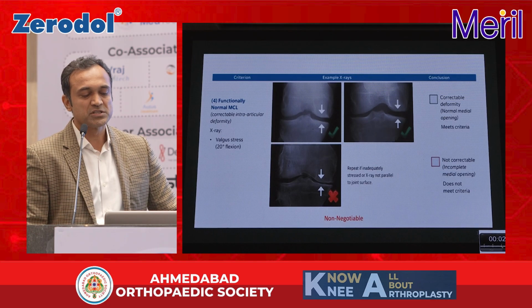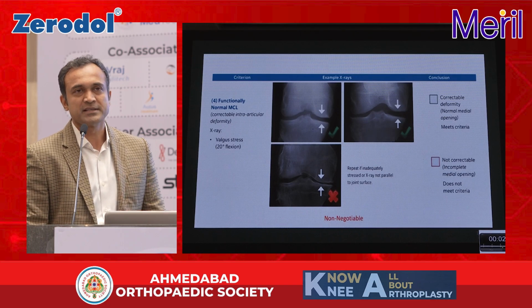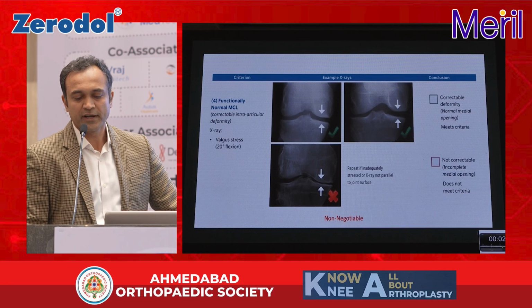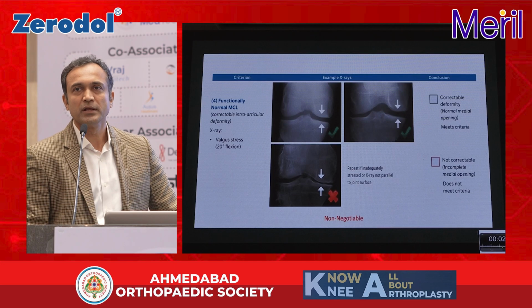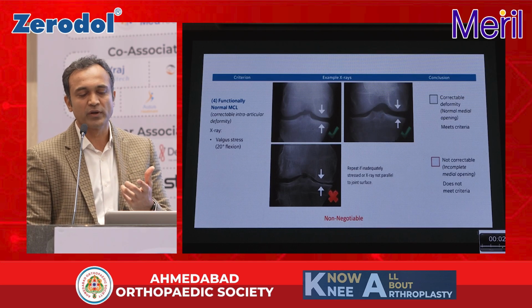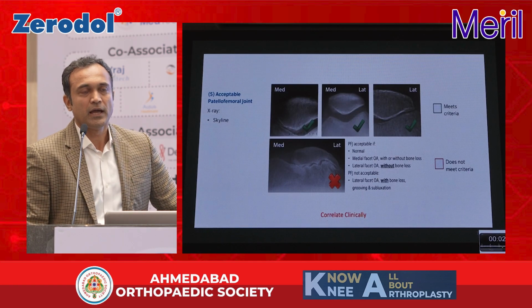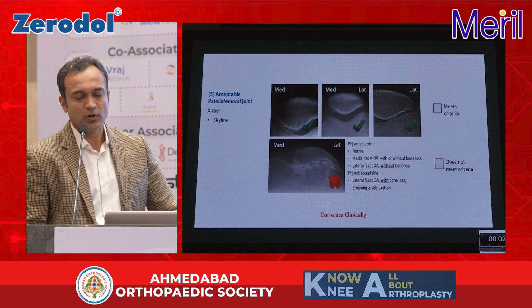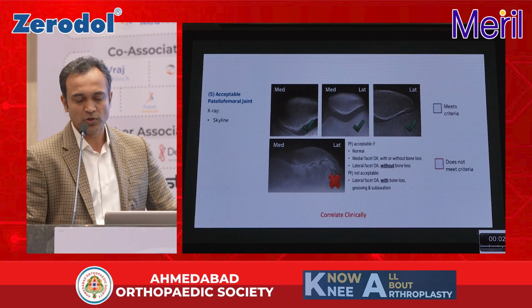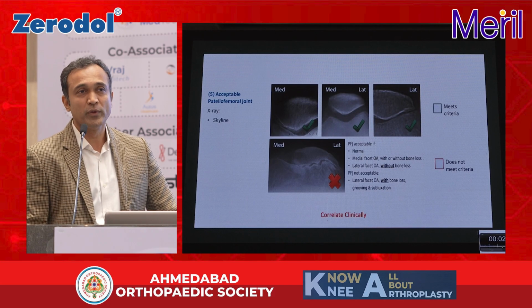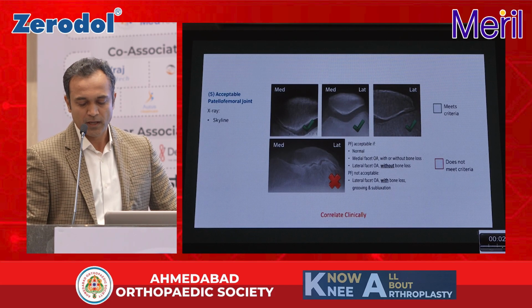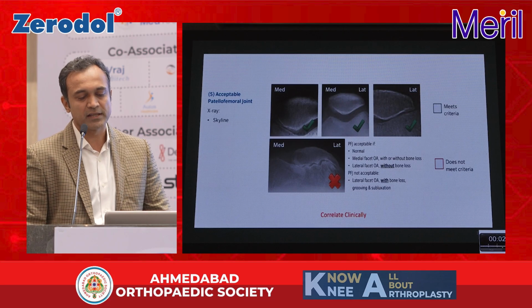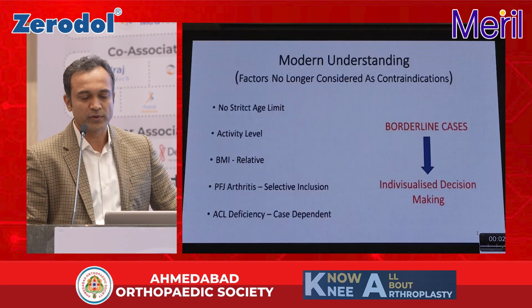The MCL should be functionally normal and it should be a correctable intra-articular deformity. So repeat X-rays with a stress view if the joint lines are not parallel. Not correctable means that there is no medial opening, and MCL tightness is there, then it's not a good case to do a UKA. And there should be an acceptable patellofemoral joint in a skyline view. If there is normal or medial facet osteoarthritis with or without bone loss, or lateral facet osteoarthritis without bone loss, then you can still offer UKA. But if there is bone loss and lateral fraying like in the fourth X-ray, then you should avoid UKA.